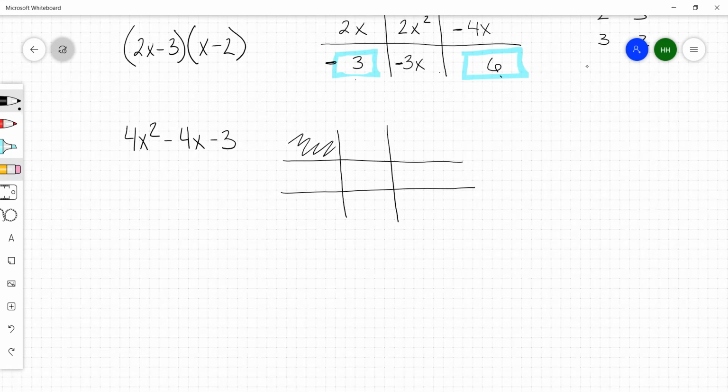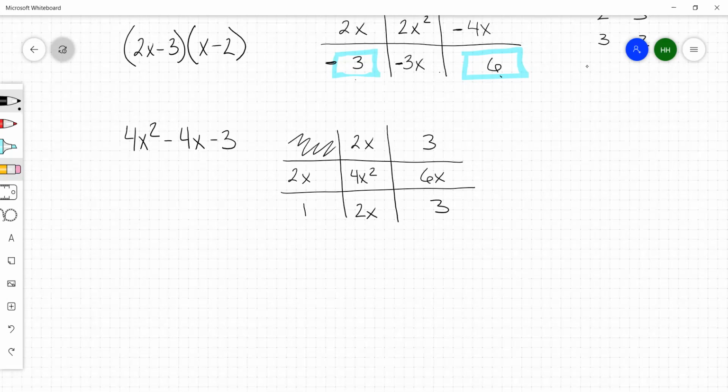I'm going to try a 2x and a 2x. And my 2x times 2x is my 4x squared. 1 and 3. If I go 1 and I go 3, my 1 times my 3 is 3. 2x times 1 is 2x. And 2x times 3 is 6x. It's going to work, I think.